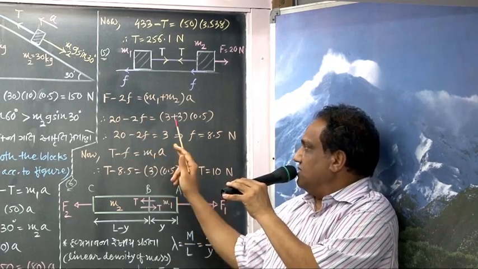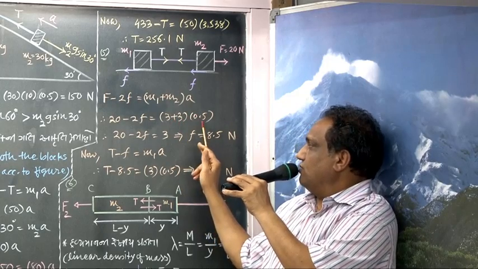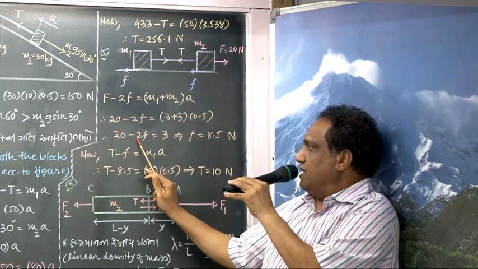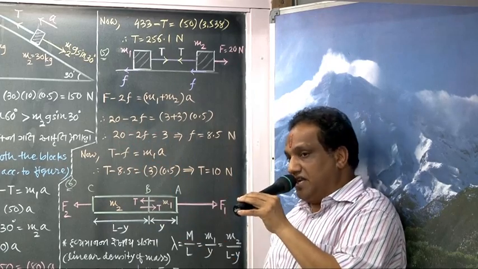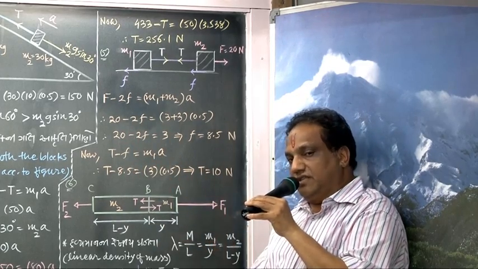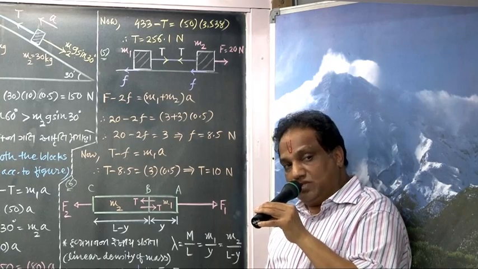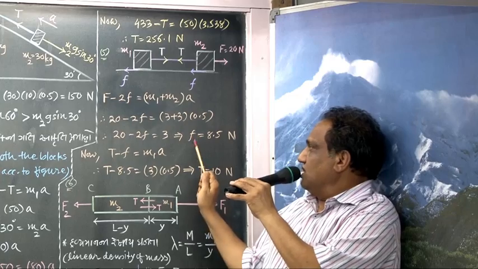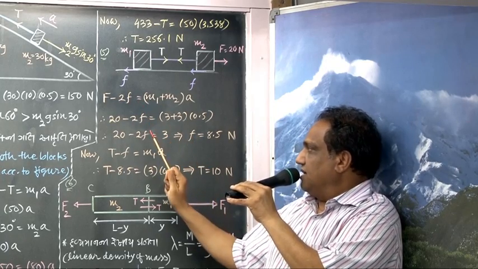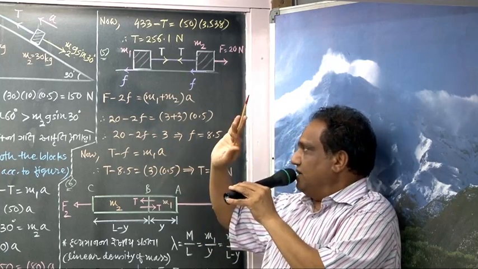20 minus 2f as it is, 3 plus 3 that is 6, 6 into 0.5 that is 3. Transfer this minus 2f to this side, it will become plus 2f. 20 minus 3 that is 17. 2f equals 17, then f will be 17 upon 2, that is 8.5 Newton. Put this value of f over here. Correct? Then do one thing.